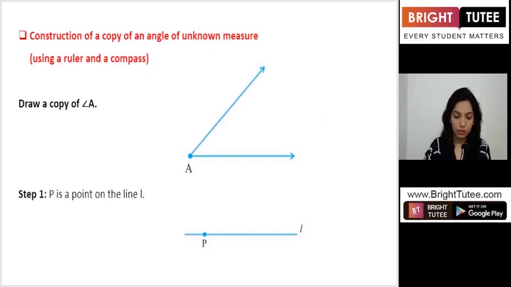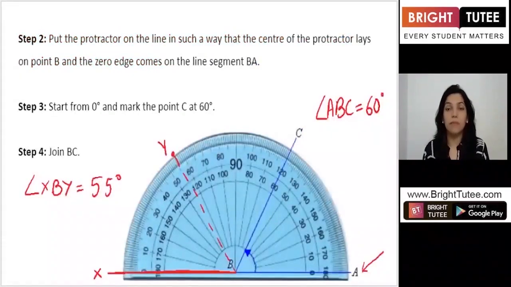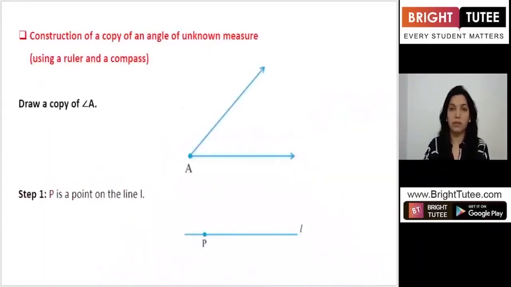Here you were using a protractor. It was really simple because you knew the measure of the angle. Now you don't know the measure of the angle. You need to find the copy of a given angle, okay? You have the unknown measure here. We are going to use the ruler and compass.